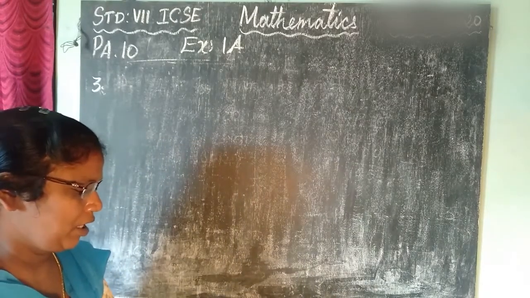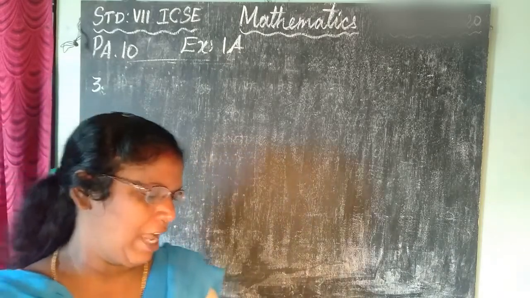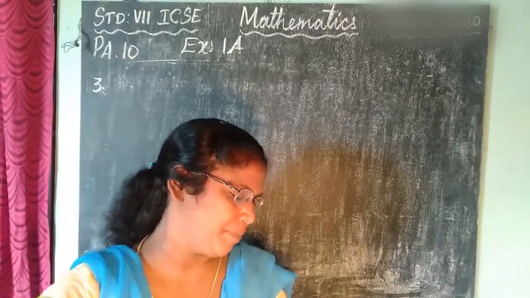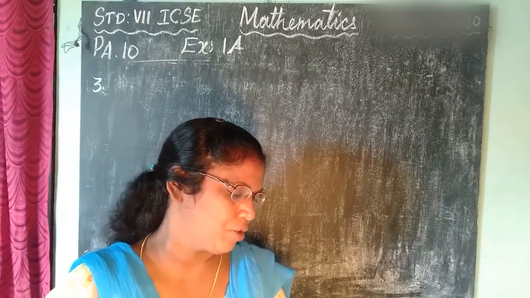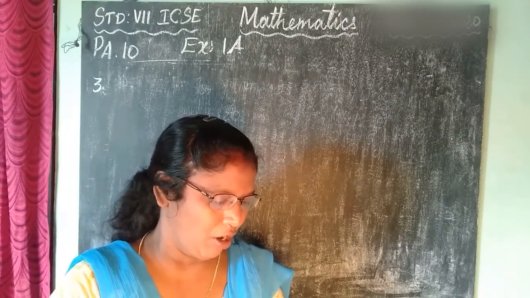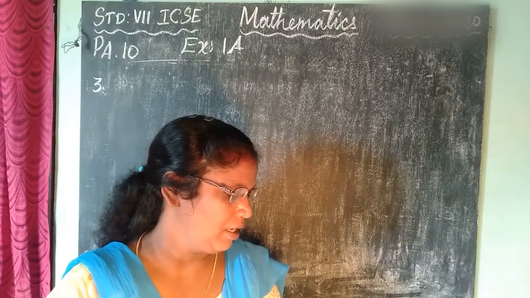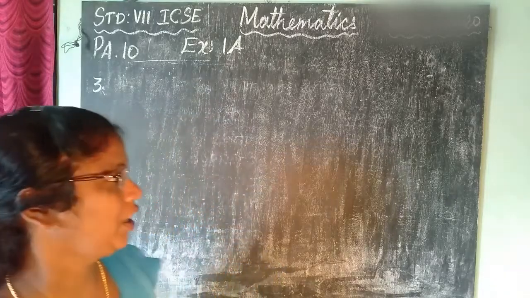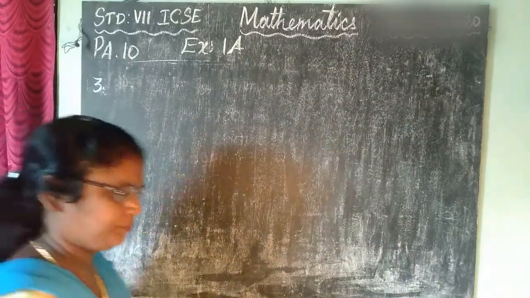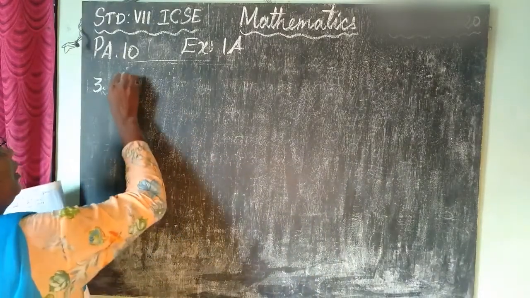A man earns rupees 90,000 a year and spends rupees 75,600 a year. Find the ratio of his income to expenditure. First one. And the second one is savings to income. We are going to find. Okay. What's his salary or income?